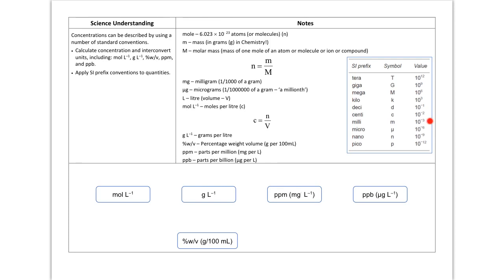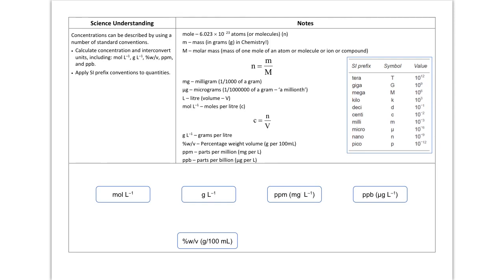A milligram is equal to 1,000th of a gram. A microgram is equal to a millionth of a gram. Or a micrometre is equal to a millionth of a metre. So a millionth is 1 divided by a million, which is 1 divided by 10 to the 6, which is equal to 10 to the minus 6. So we use these prefixes when we're describing really small numbers or really large numbers.